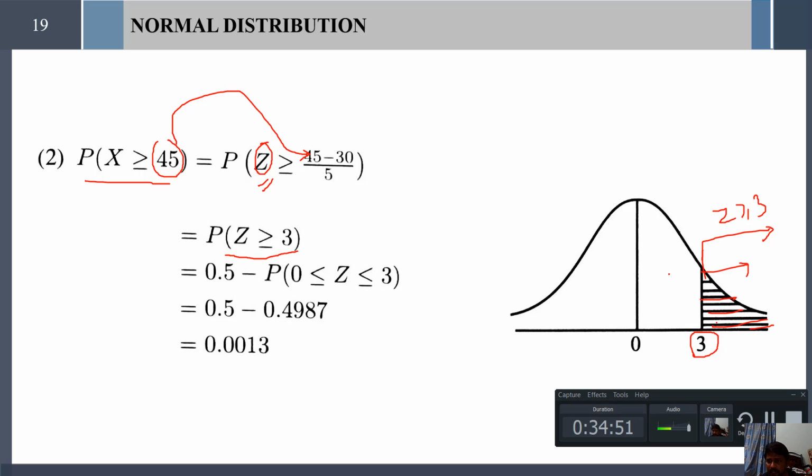So to calculate this value, we know this entire right side area is 0.5. To calculate this area, it is enough to subtract the area that lies between 0 and 3, I mean z lies between 0 and 3, from 0.5. That is what I have written here: 0.5 minus probability of the area between 0 and 3.